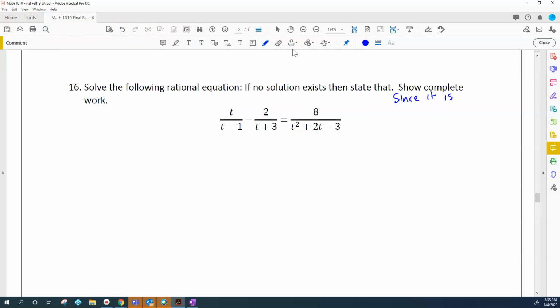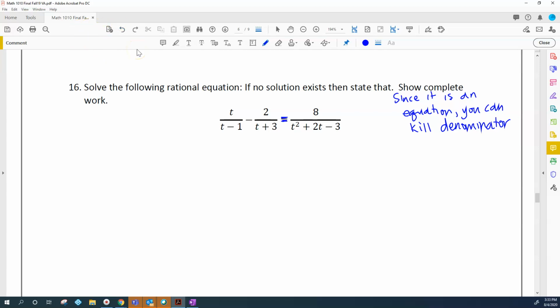Since it is an equation, you can kill the denominator. Okay, but we couldn't do that on that last one because it wasn't an equation. It didn't have an equal sign in it. If it has that, then we can.